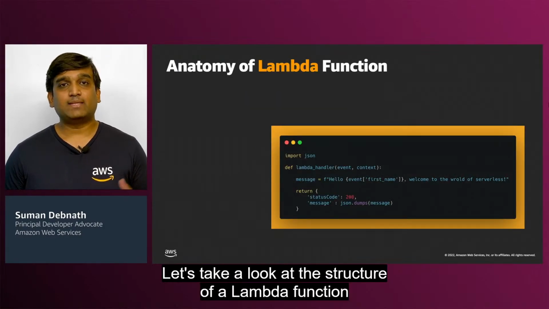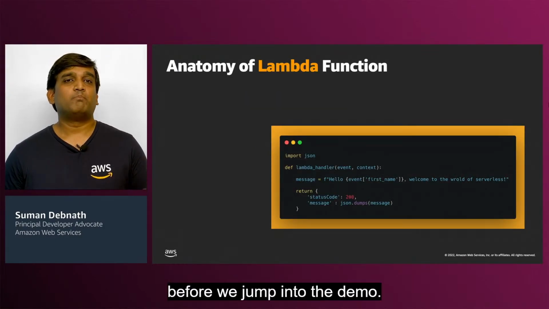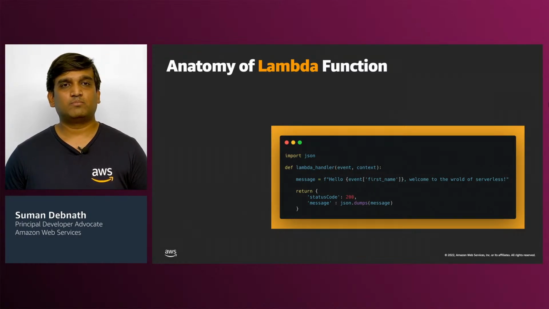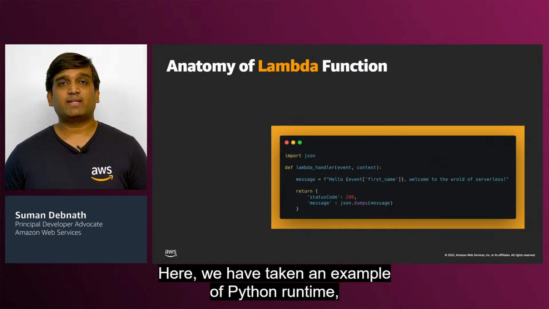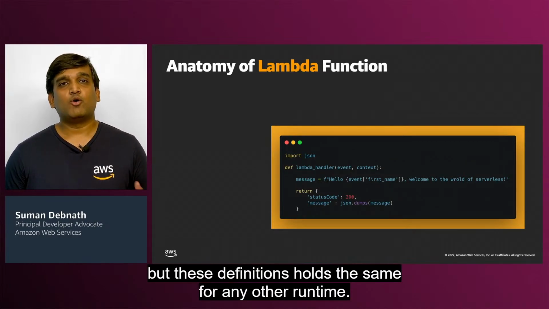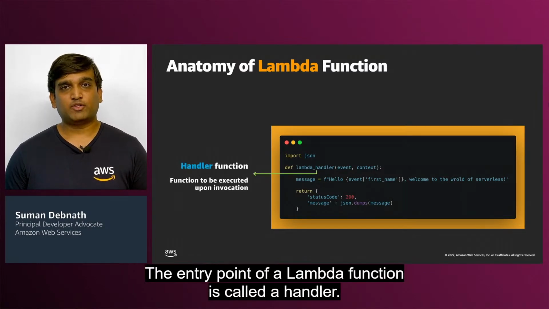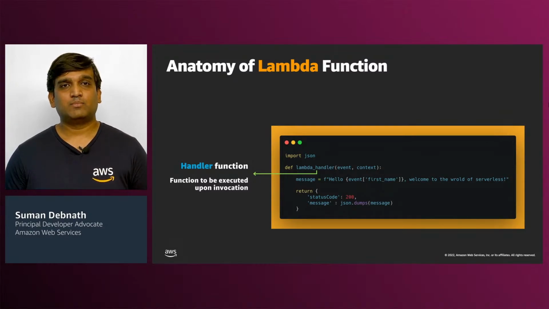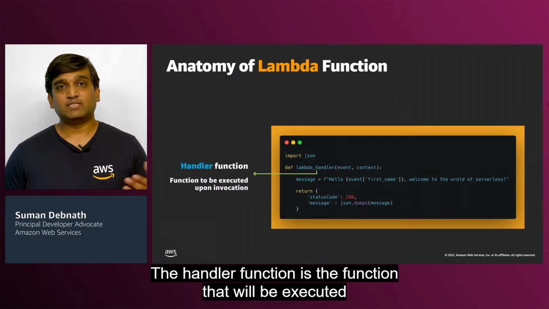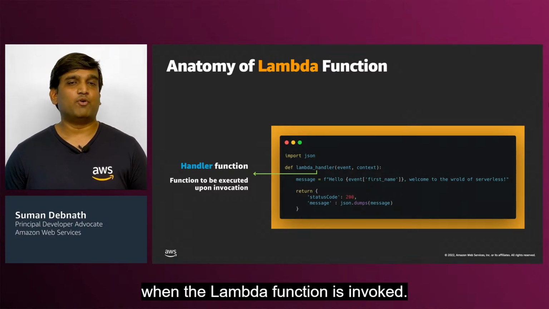Let's take a look at the structure of a Lambda function before we jump into the demo. Here, we have taken an example of Python runtime, but these definitions hold the same for any other runtime. The entry point of a Lambda function is called a handler. The handler function is the function that will be executed when the Lambda function is invoked.